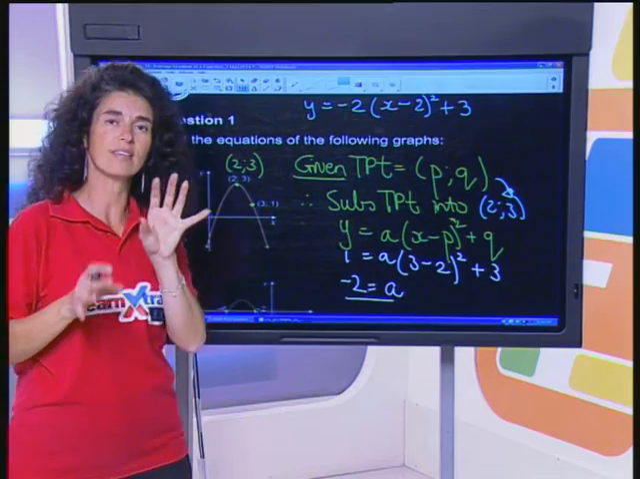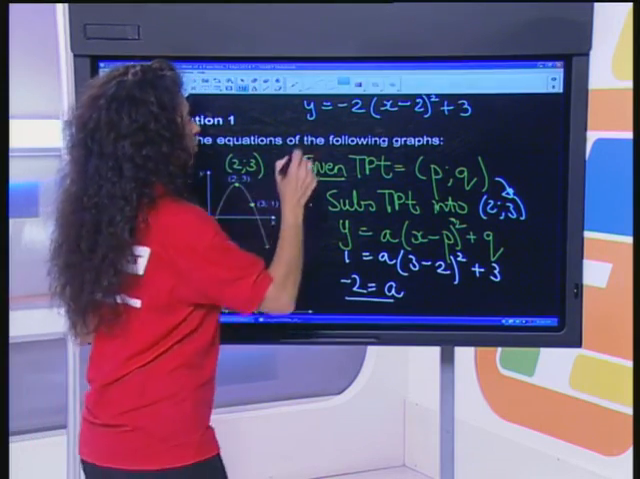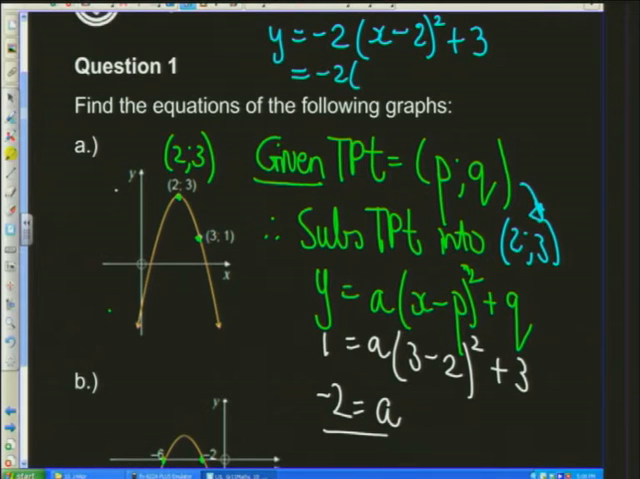If you would like to set that equation into the three terms, ax squared plus bx plus c, you'll just multiply it out. So you'll actually get minus 2 into (x squared minus 4x plus 4) plus 3. And that's equal to negative 2x squared plus 8x minus 8 plus 3, which would be minus 5.